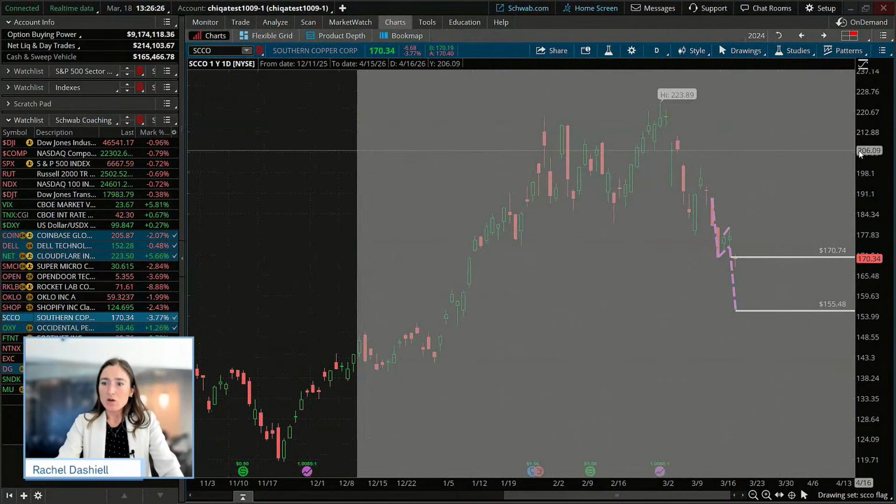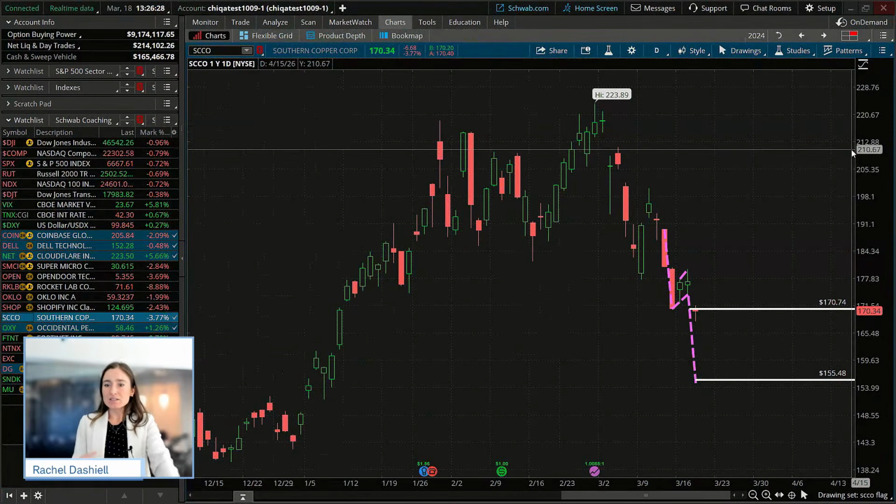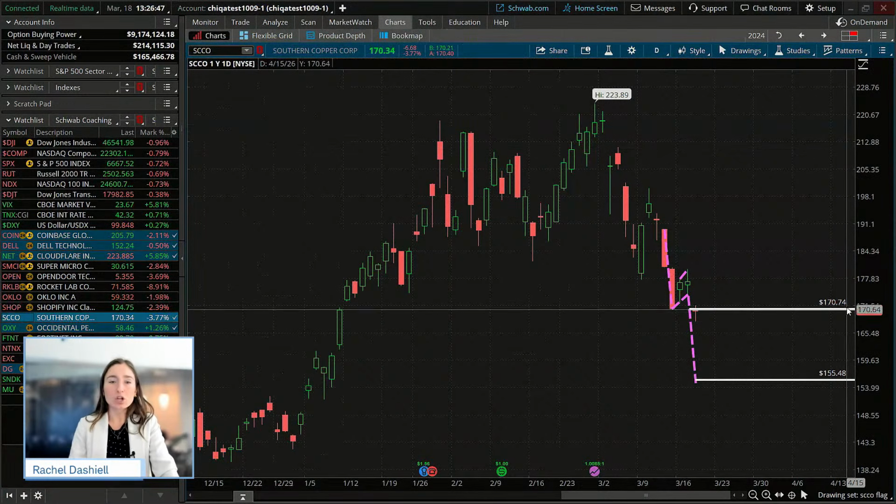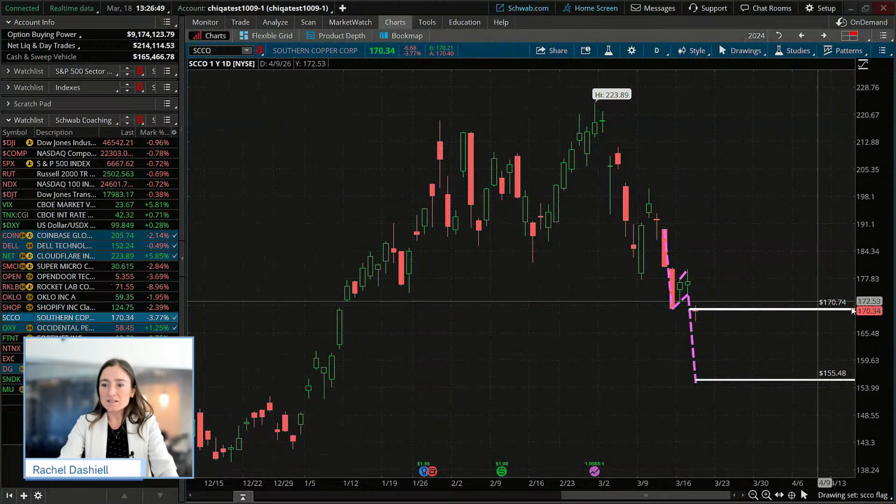So for us in our discussion today, I think this can create an opportunity for us to possibly do a couple different things. This may be one of those patterns where we say, hey, we may want to wait one extra day to see if price really stays below or closes below this confirmed level right below 170.74, because right now it's trading right on that now.